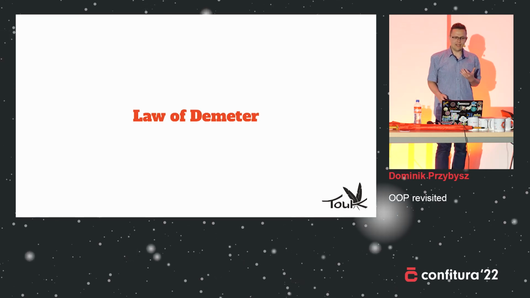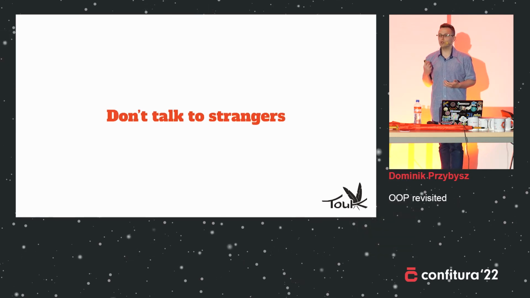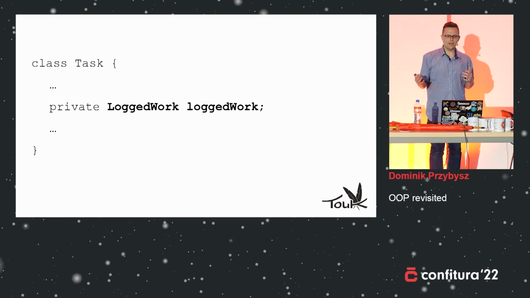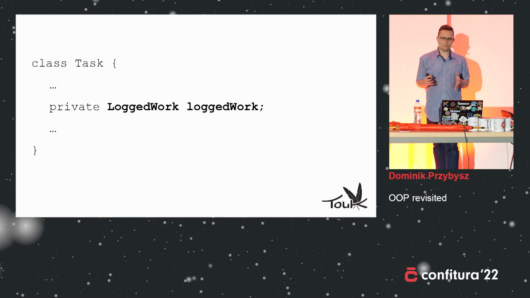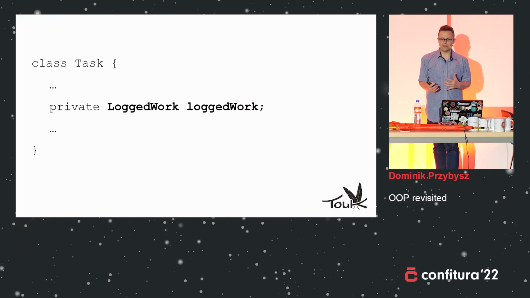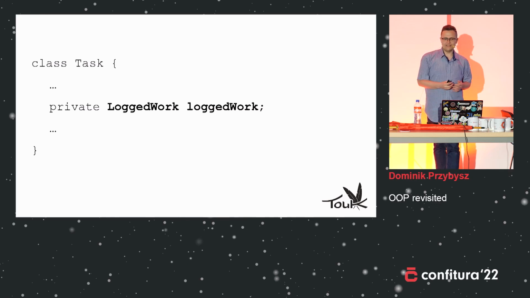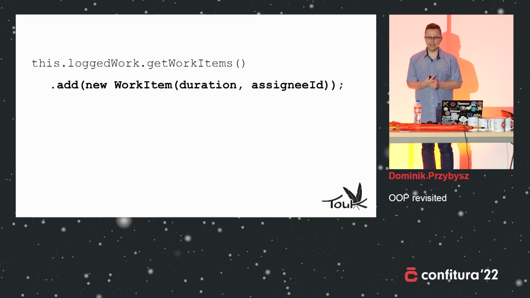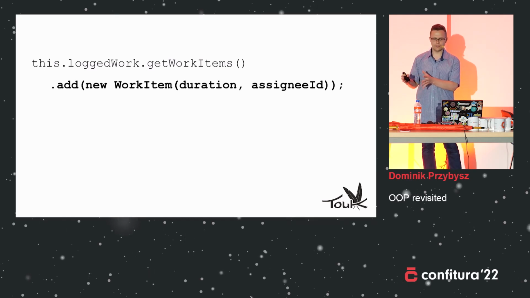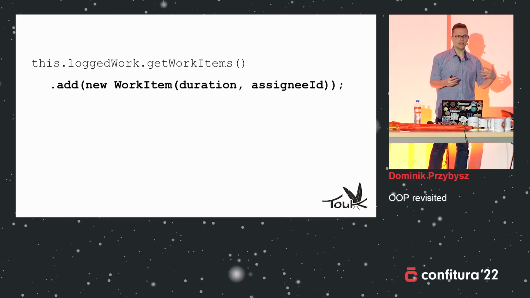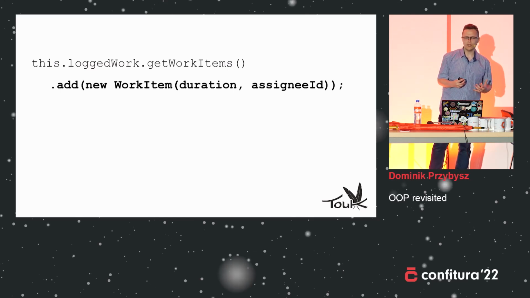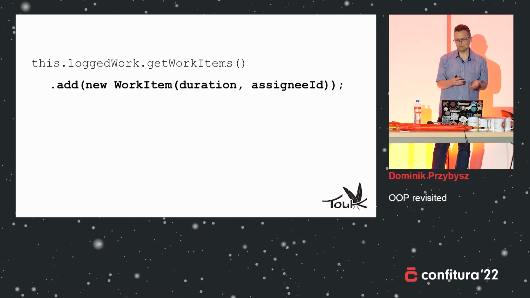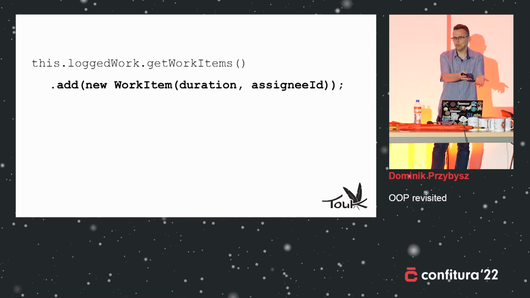The whole principle of the Law of Demeter is about not talking to strangers. Let's imagine that in our specific subdomain, in our task, we have the logged work property. And we want to log some work in that class internally. So what we can do, we can get work items, and the thing that we received, we don't know, maybe it's a list, maybe it's another object, and we shouldn't know, because this is not our friend, this is a stranger for us. And here we add a new work item, but we don't know what this is.